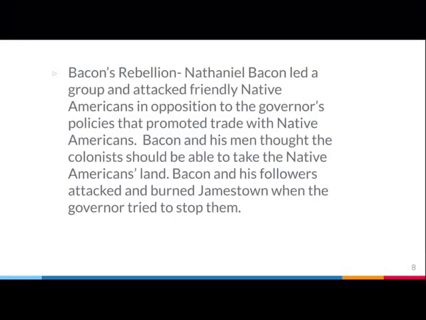So I did want to talk about it, it wasn't all right. There were things happening. Rebellions happened. One of the rebellions was led by Nathaniel Bacon. He led a group, and they attacked friendly Native Americans in opposition to the governor's policies that promoted trade with Native Americans. Some colonists believed that they had the right to take over land that belonged to Native Americans. So Nathaniel Bacon and his men thought the colonists should be able to take the Native Americans' land, and Bacon and his followers attacked and burned Jamestown when the governor tried to stop them.